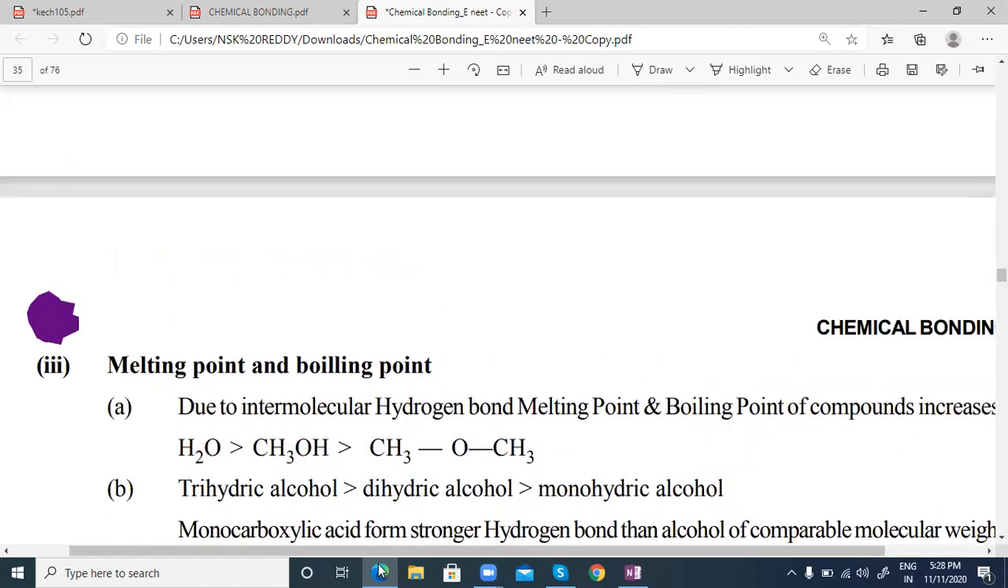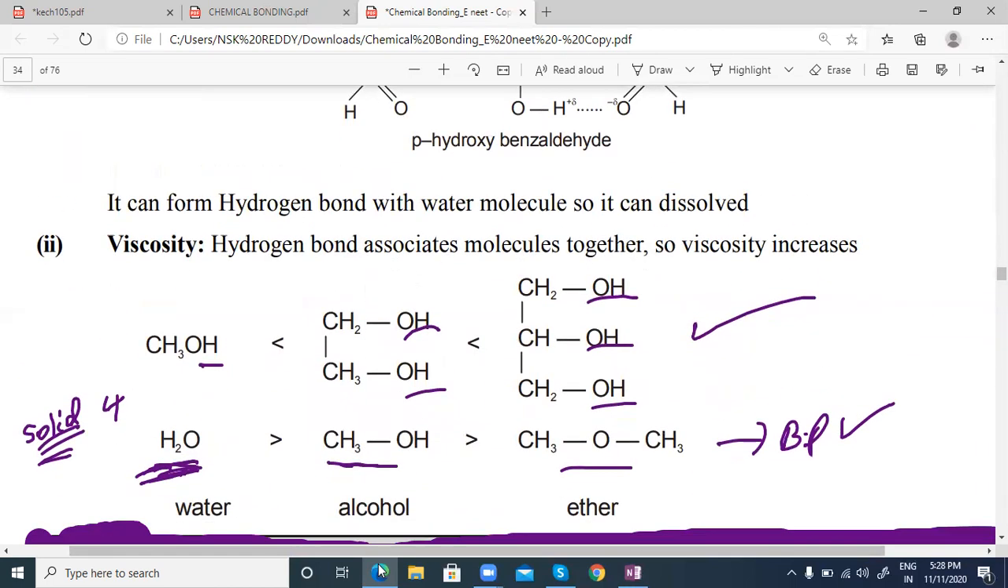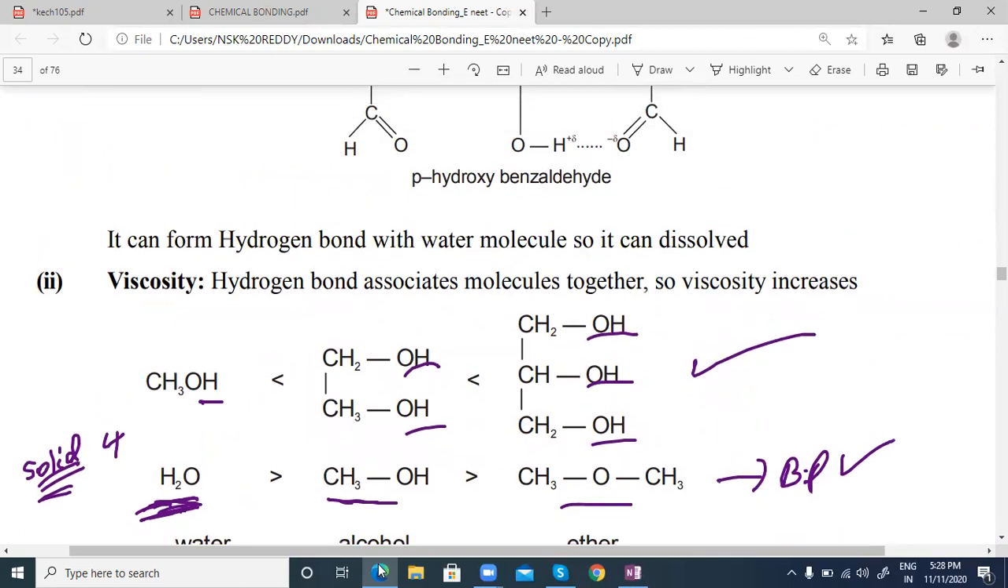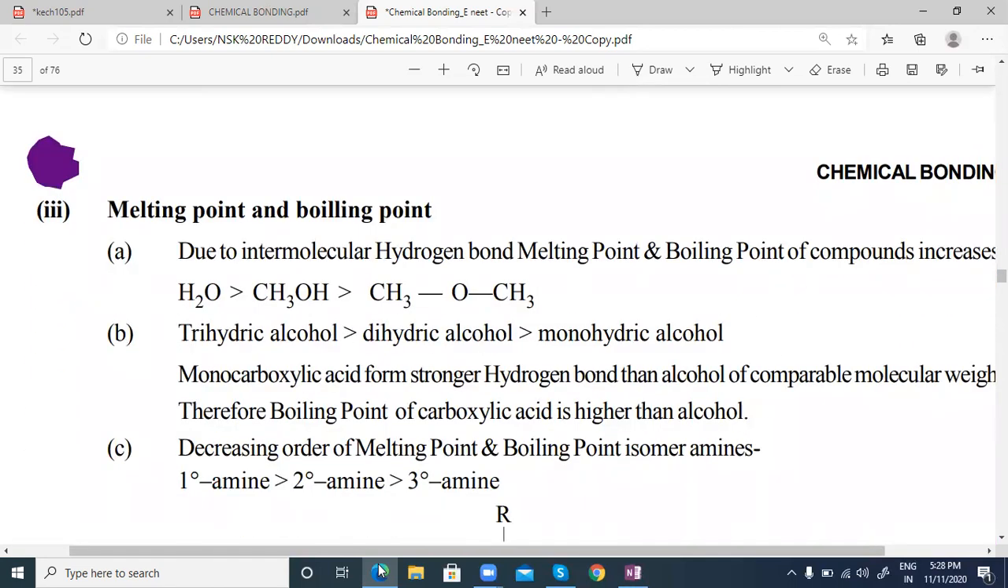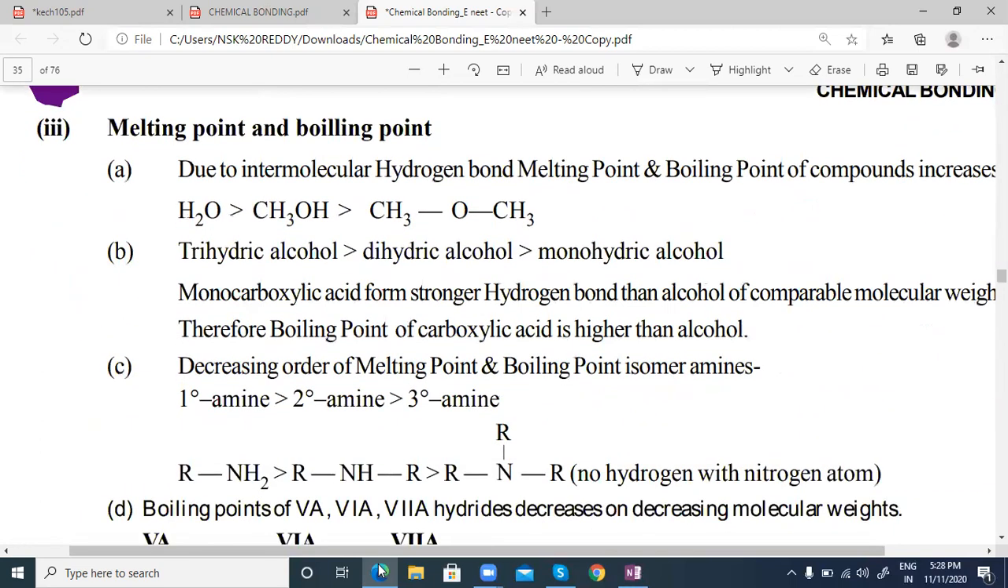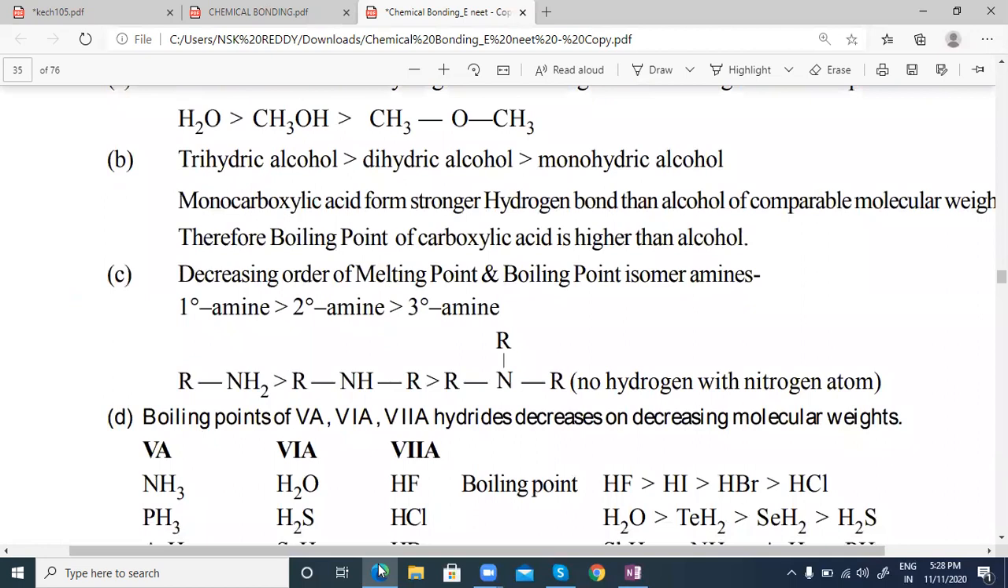Trihydric alcohols have 3 OHs. Trihydric alcohol means 3 OHs. Next, dihydric means 2, and mono means 1. So the more OHs, the higher the boiling point and melting point. And you can say the same thing about carboxylic acids also.